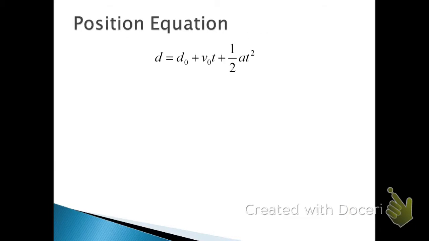We're going to start with the position equation. This is good old d equals d naught plus v naught times t plus 1/2 times a times t squared, with only the t being squared there.